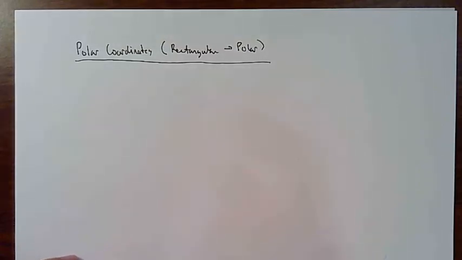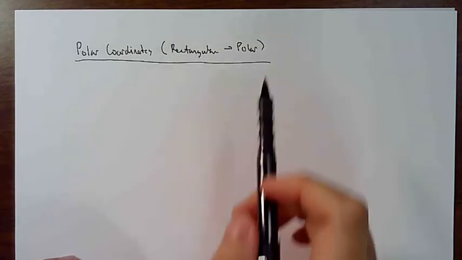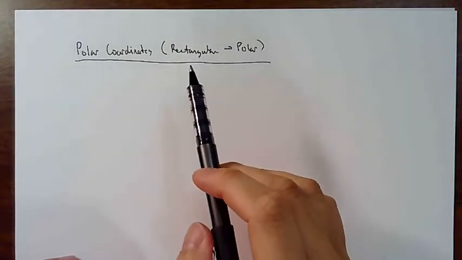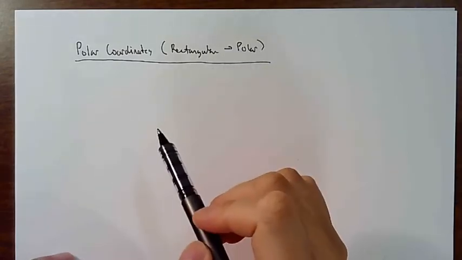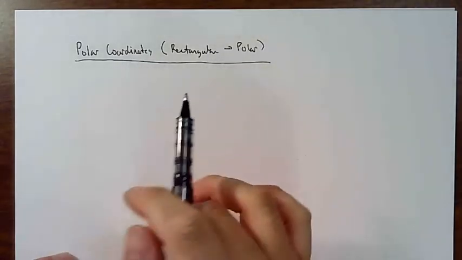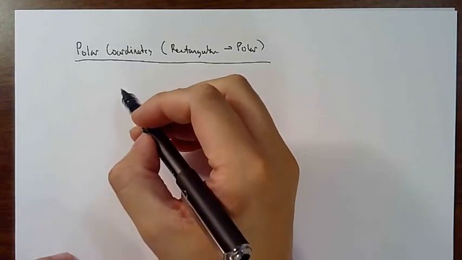Okay, so in the last video, we talked about how to convert from polar to rectangular. And this time we're going to talk about the opposite. We're going to talk about going from rectangular to polar. So there are like two, maybe three-ish conversion factors we need to remember here.